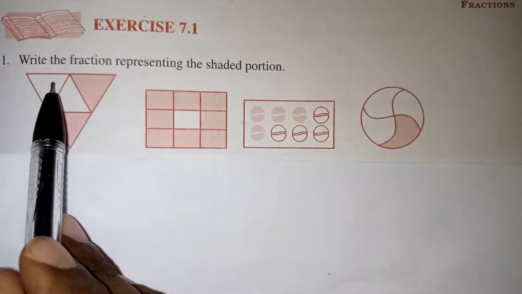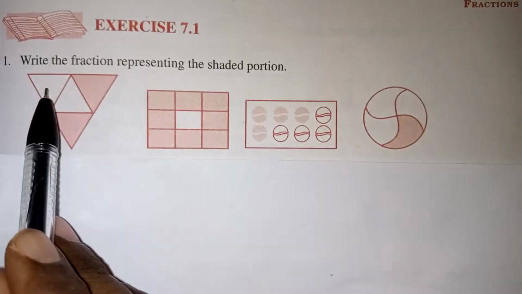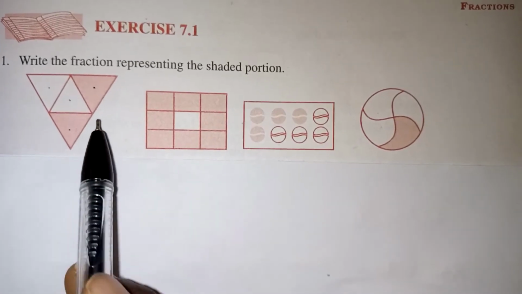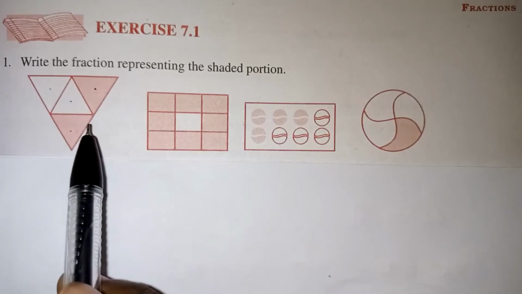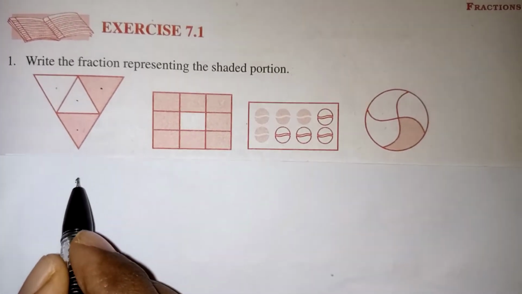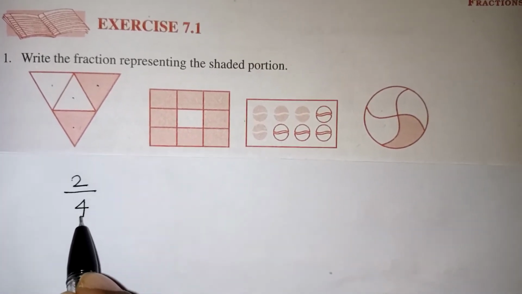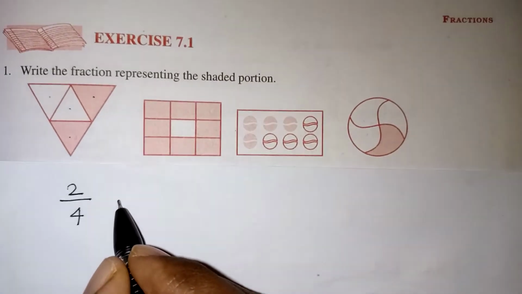Yes, here all the triangles are of equal size. So how many triangles are there totally? 1, 2, 3 and 4. So there are totally 4 triangles. In those 4 triangles, how many of them are shaded? 2 triangles are shaded. My fraction is 2 parts shaded out of 4 parts. That is my answer. You can write the answer directly.